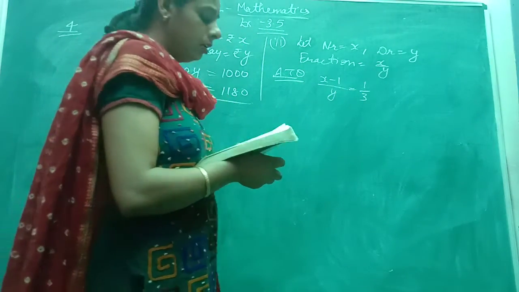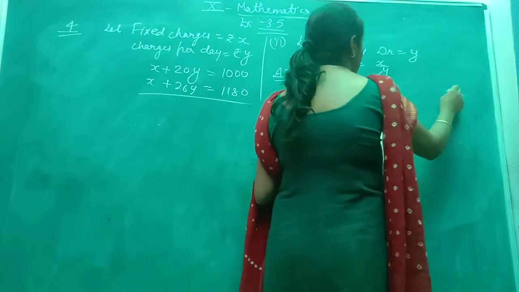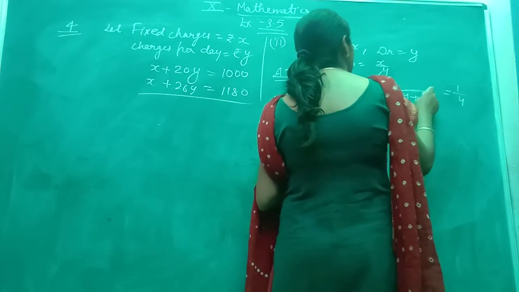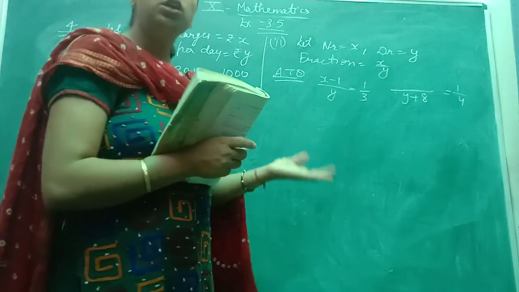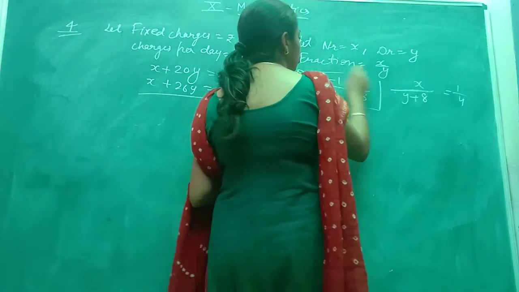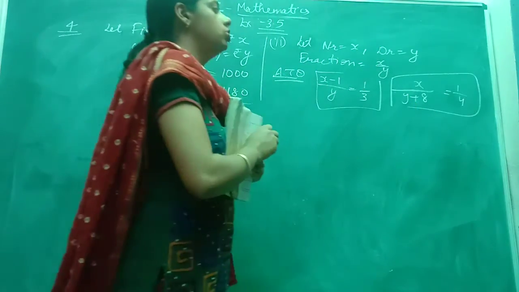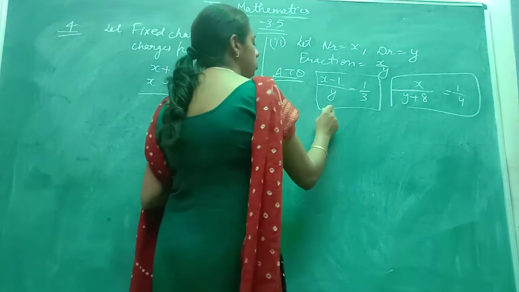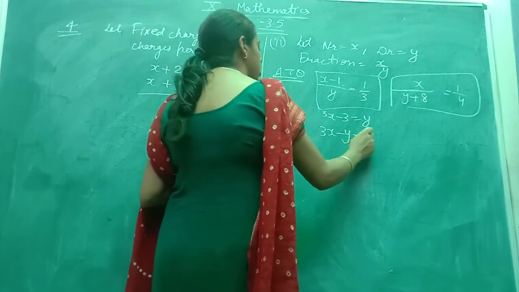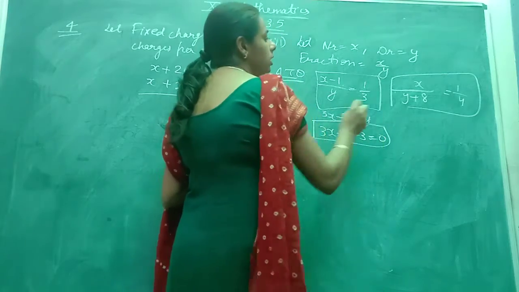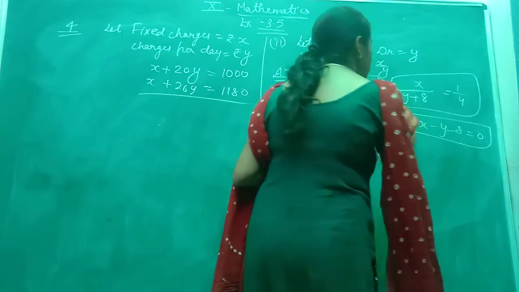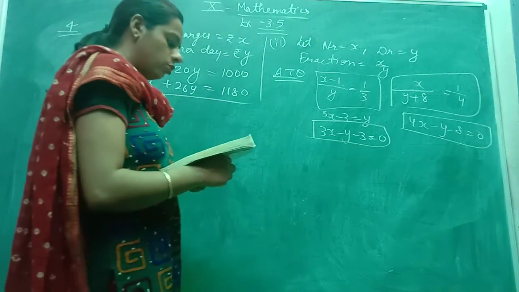The second statement: the fraction becomes 1 by 4 when 8 is added to the denominator. Now there is only mention of the denominator, and nothing related to the numerator, so you have to take it as it is. So these are the two portions according to the question, and you have to make the linear equations by cross multiplication. You have 3x minus 3 is equal to y. So the first equation is 3x minus y minus 3 equal to 0, and the second equation will be 4x minus y minus 8 equal to 0. These are the pair of linear equations. You have to solve it by your own method.